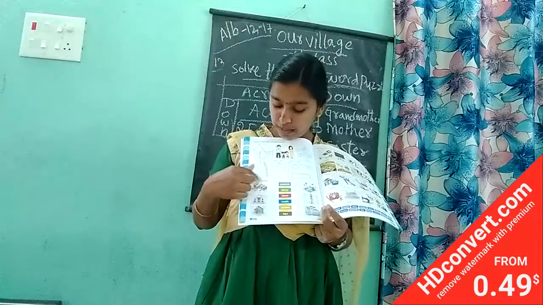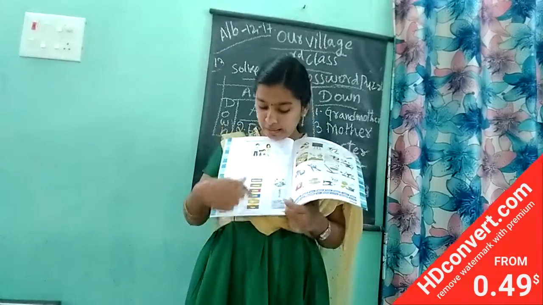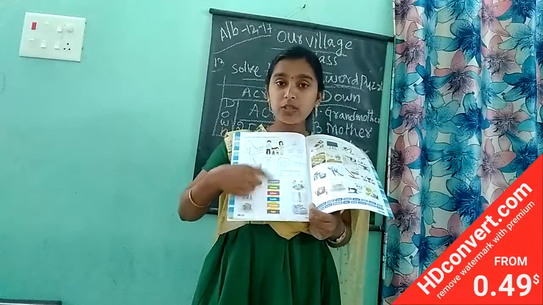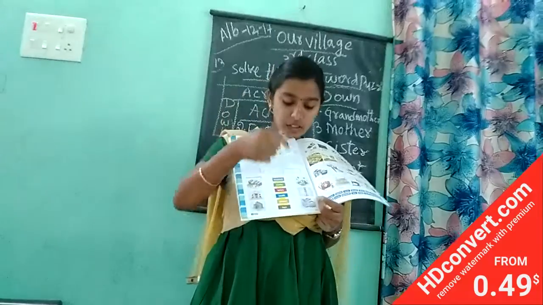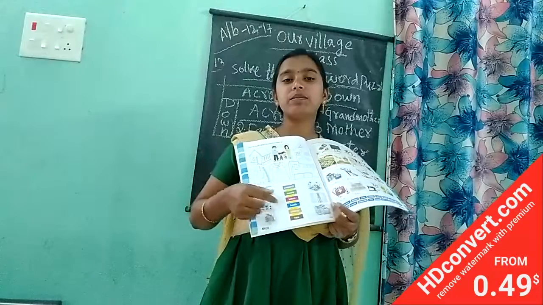And coming to the down, match the following. Here few names are there and the related pictures are there. After reading these names, what is the related picture? For that you have to match it. Take out your pencil and draw lines from that name to that related picture.